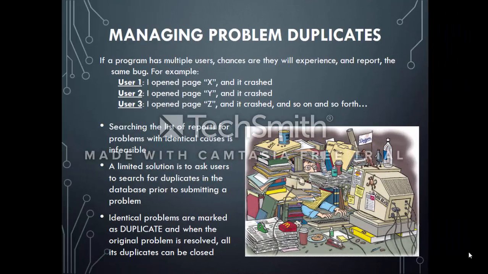If a program has several users, chances are likely that they're going to see and report the same bug. So for example, user 1 could submit a bug report saying, "I opened page X and it crashed." And then a second user could state, "I opened page Y and it crashed." And then user 3 could state, "I opened page Z and it crashed," and so on and so forth. Searching the list of reports for problems with identical causes is simply infeasible.